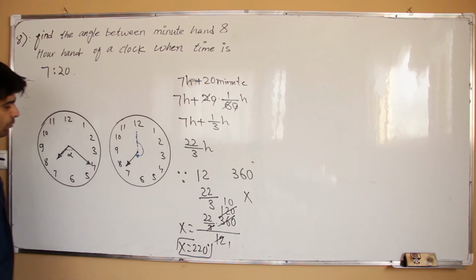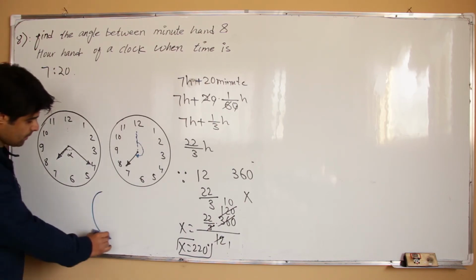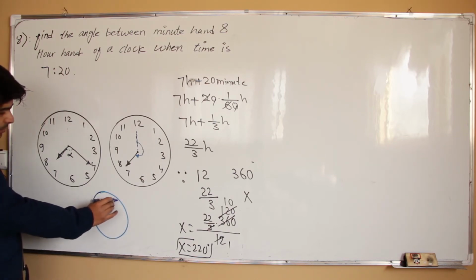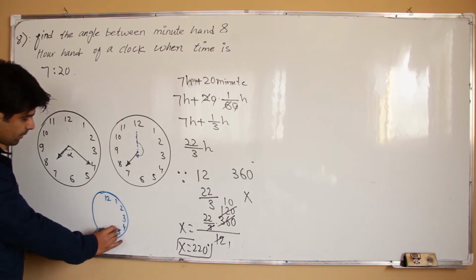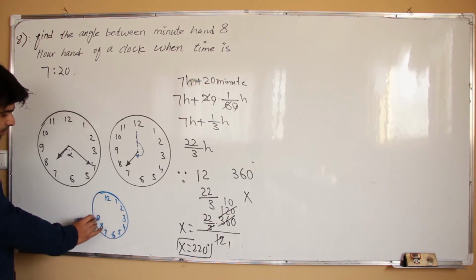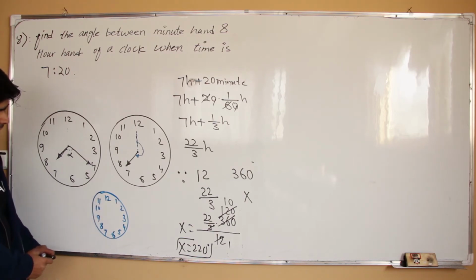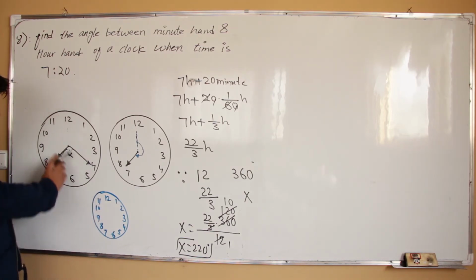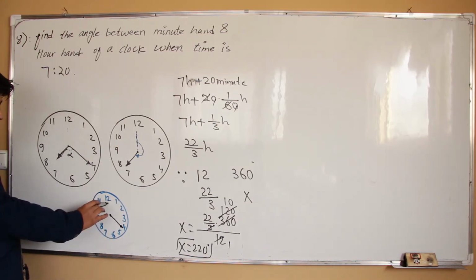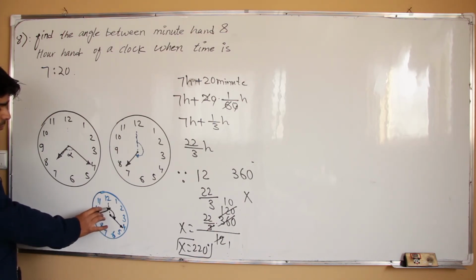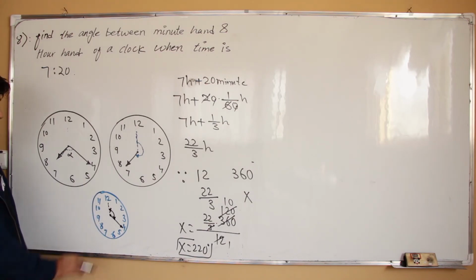220. Now we will make another clock for the minute hand. This is our clock. Am I right? Now this is 12. 1, 2, 3, 4, 5, 6, 7, 8, 9, 10, 11, and 12. Whenever the minute is at 20, it means it started from 12. How far in angle does it move?